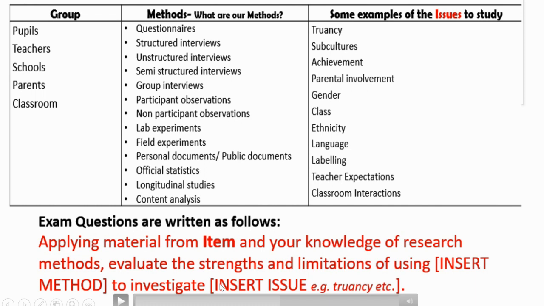In terms of an exam question, you can actually set your own exam question using this information quite easily. So applying material from the item, so they would normally come with an item. Evaluate the strengths and weaknesses. So they do want to see at least one paragraph on strengths and at least one paragraph on weaknesses of using that research method. So you could put in whichever research method, so you can chop and change to investigate, and it would normally be a group an issue or just an issue. So for example, evaluate the strengths and weaknesses of using unstructured interviews to research parents' attitudes towards achievement. So there's the 3 parts of it.